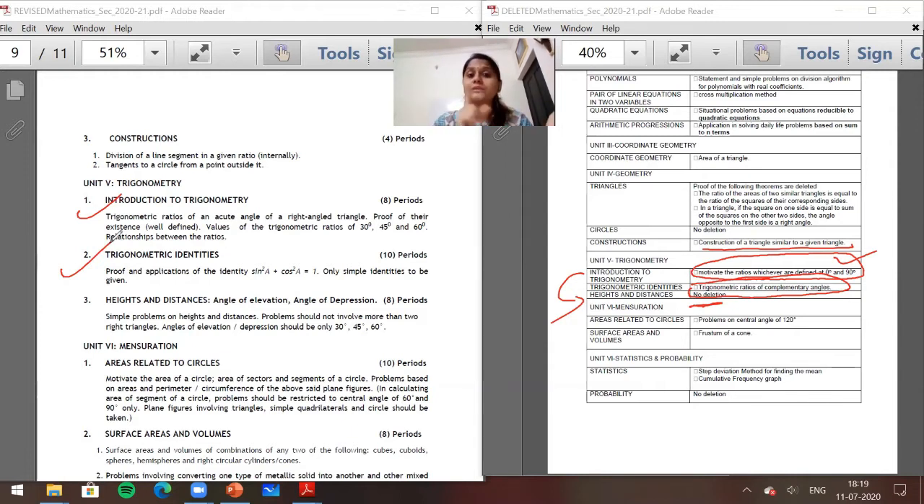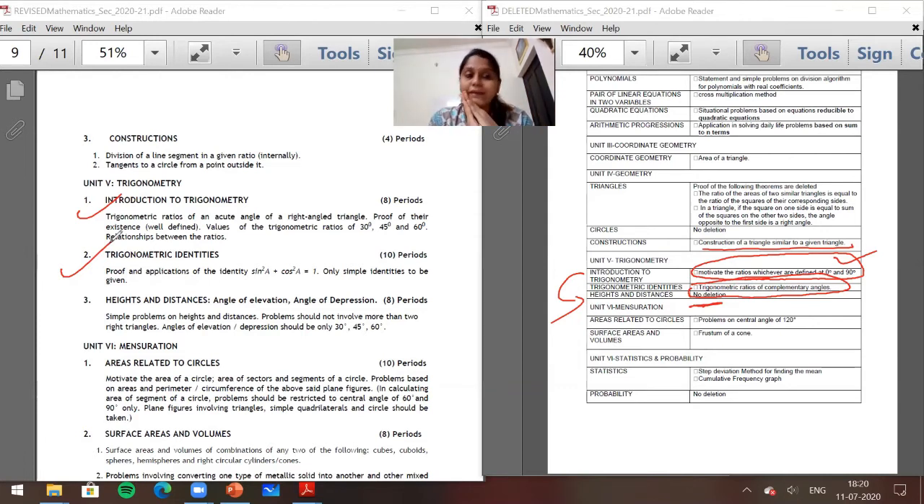Proving questions do come, be it 2 mark, 3 mark, or 4 mark. Even your 1 mark MCQs will have proving problems: LHS equal to RHS. Now, as two important topics have been removed, you need to focus only on the proving part, because the first part, the ratio part, is quite easy. That will be taken care of. But the proving part is very, very important. And I think a 2 mark and a 4 mark question based on the proving part will be there.